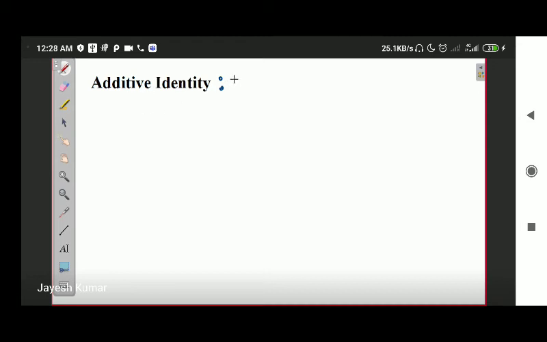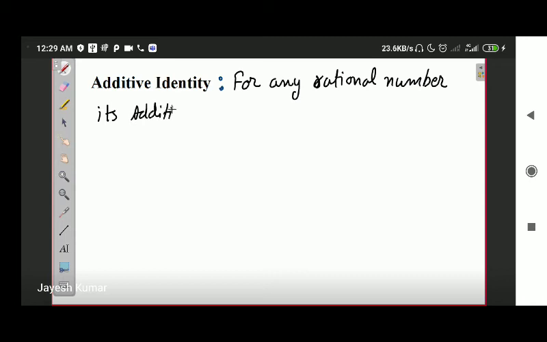For any rational number, I can also write for any number, but we are discussing the chapter of rational numbers, so I am writing for any rational number, its additive identity is always 0.